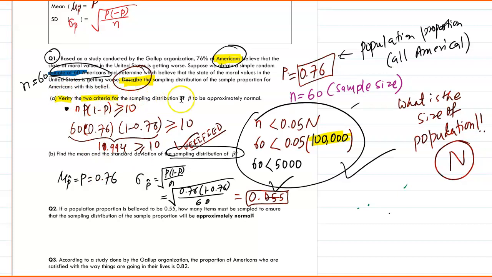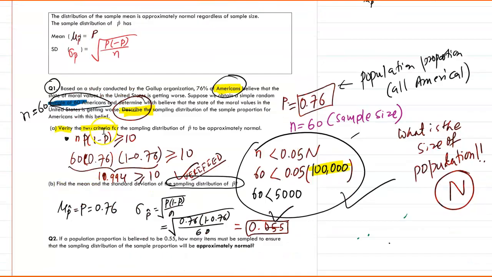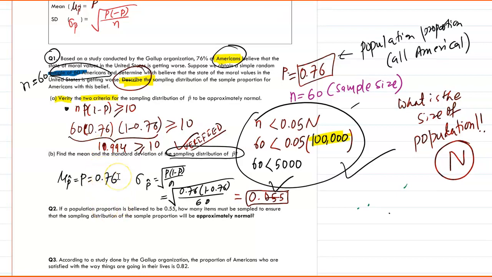For the sampling distribution of p hat to be approximately normal, another step is to find the mean and the standard deviation. What does this mean? Mu p hat is the same as p. We have a formula here, which is 0.76, because that's the p, 0.76. But sigma p hat is the square root of p(1 minus p) divided by n. I put the values of n and p into the calculator.